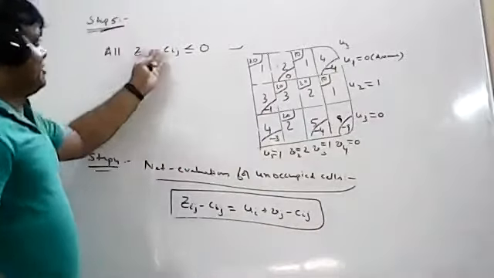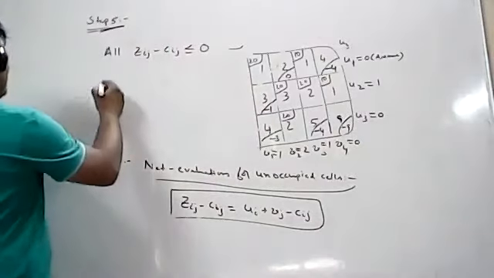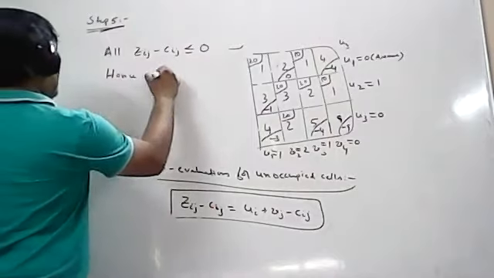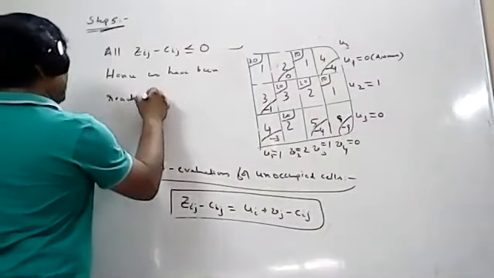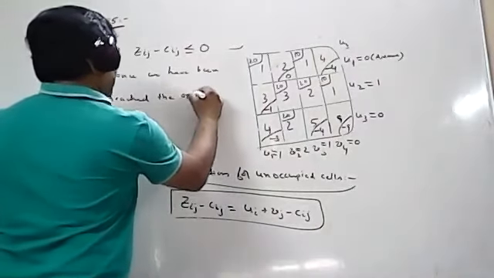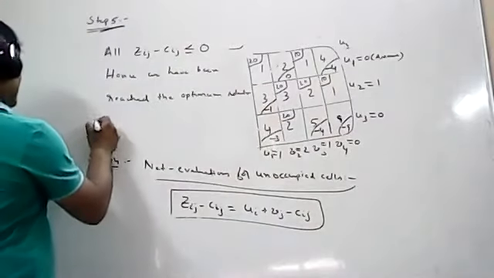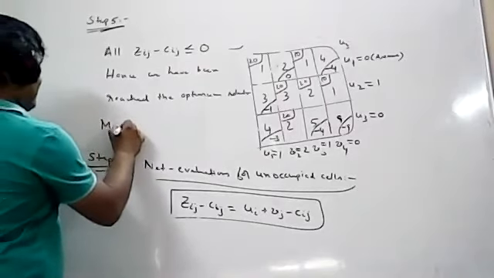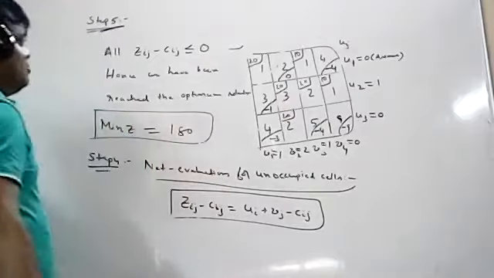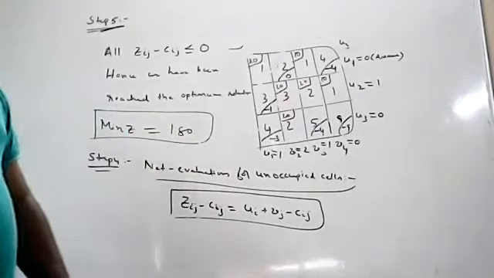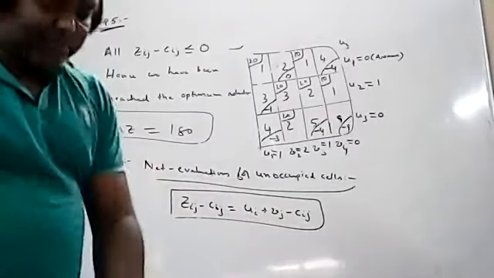Now, if you observe here, all Zij minus Cij are less than or equal to 0. Hence, we have reached the optimum solution. And the optimum value of z is given by minimum z equal to whatever answer you got in the VAM method. I hope that is 180 you got. So that means this problem also ends in step number 5.